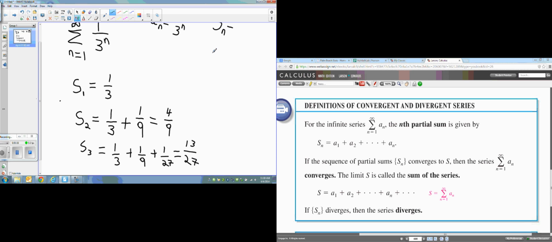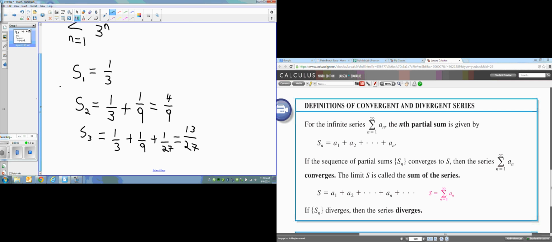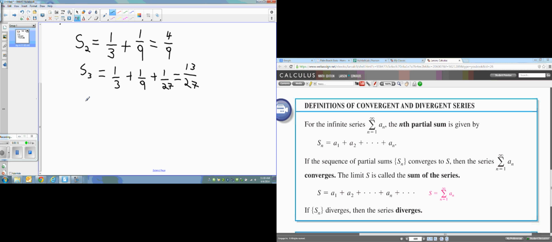So the third term in the sequence of partial sums would be 13 over 27. Let's calculate a couple more actually to see if we can develop a pattern. That would be S3. That would mean S4 would be 1/3 plus 1/9 plus 1/27 plus 1 over 81, which would be 3 to the fourth power. And this sum gives us 40 over 81.